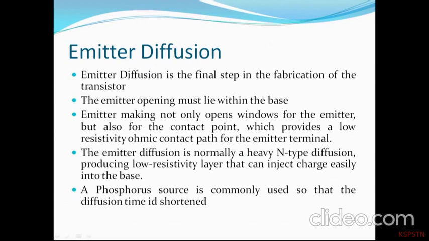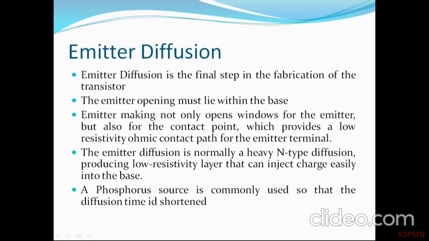The next step is emitter diffusion. It is the last step in the fabrication of the transistor. The emitter opening must lie within the base. Emitter masking not only opens windows for the emitter but also for the contact point, which provides a low resistivity ohmic contact path for the emitter terminal, which is denoted by the symbol capital E. The emitter diffusion is normally a heavy N-type diffusion into the base.